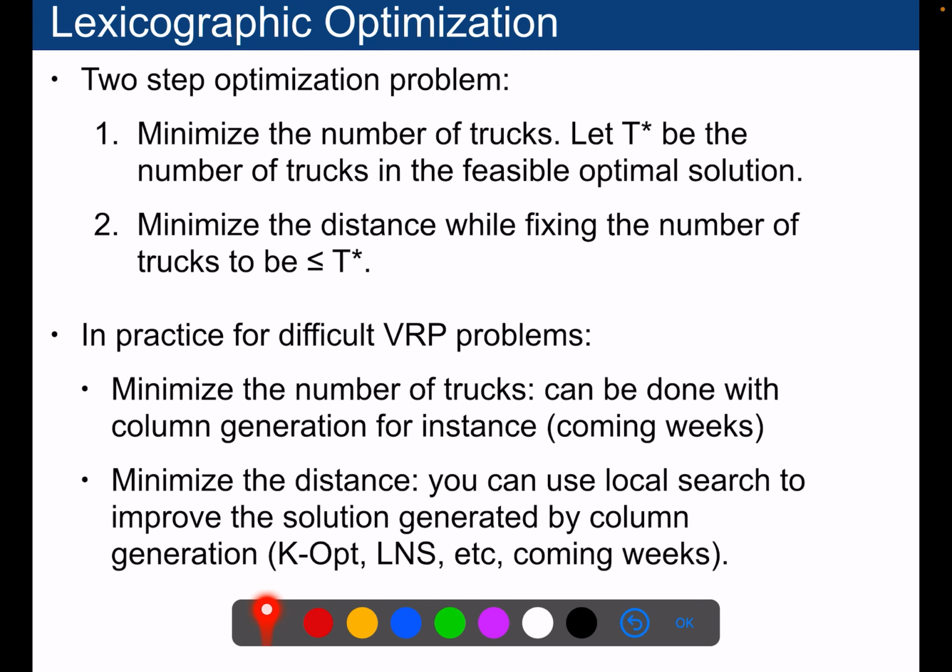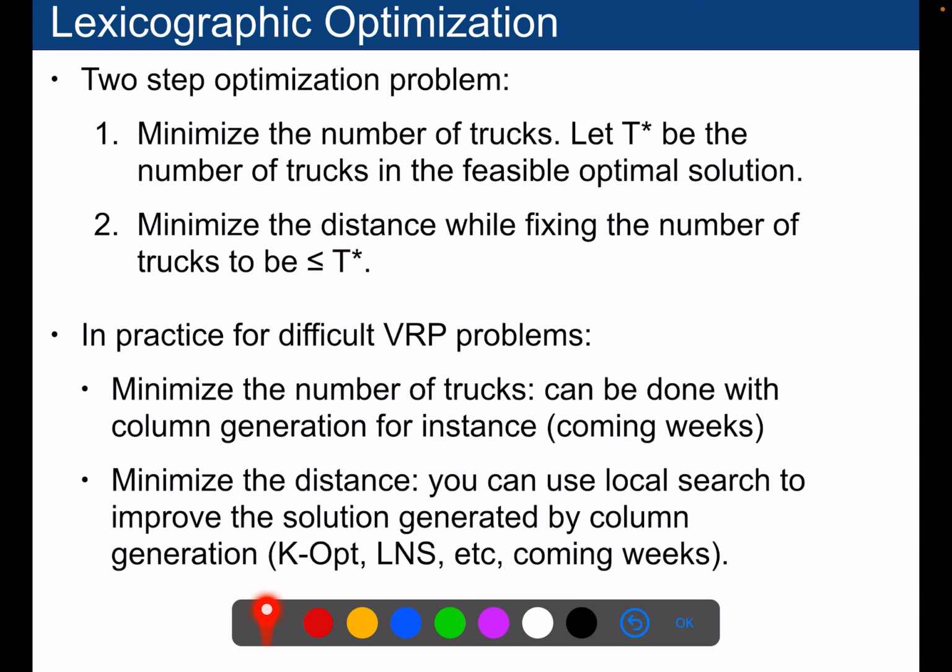So in that case, we will apply a two-step optimization problem. First, we will minimize the number of trucks. Let's call T star the number of trucks in the feasible solution. And then, as a second objective, we may want to minimize the distance while fixing the number of trucks. You may want it to be less than T star.